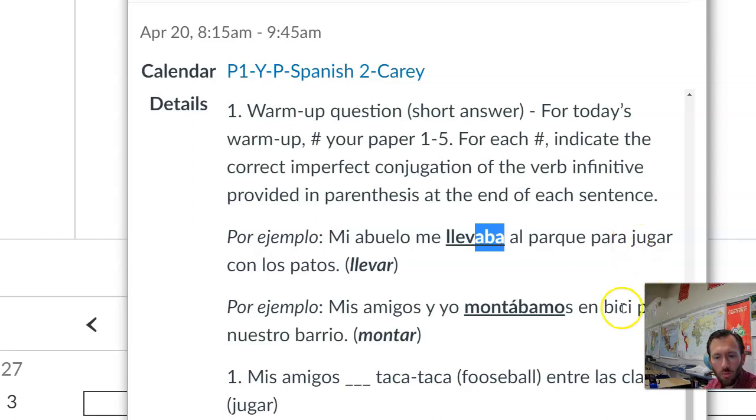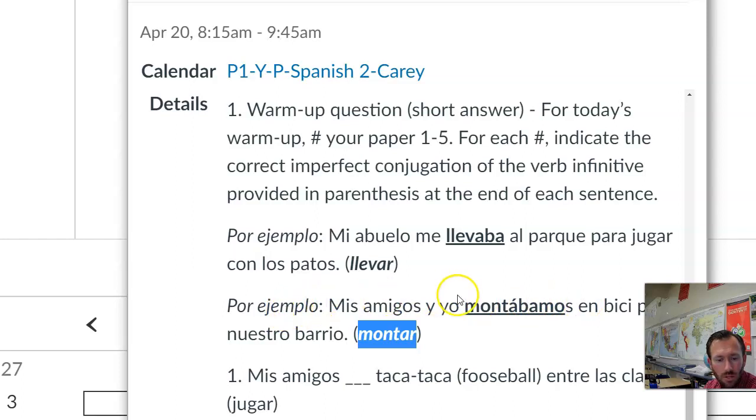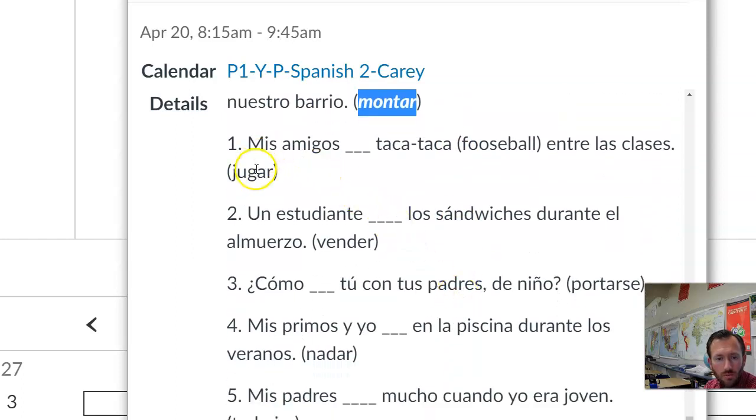Mis amigos y yo montábamos en bici por nuestro barrio. My friends and I used to ride. That would be the verb montar in the nosotros form. Used to ride bikes around our neighborhood. So conjugate the verbs provided in parentheses there in the imperfect according to the subject that's provided at the very beginning of each sentence.